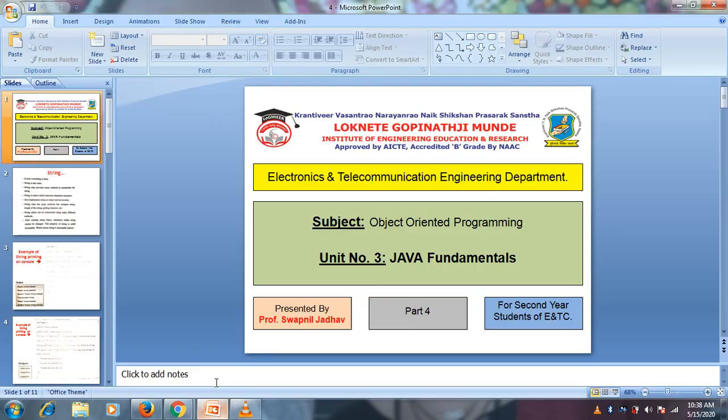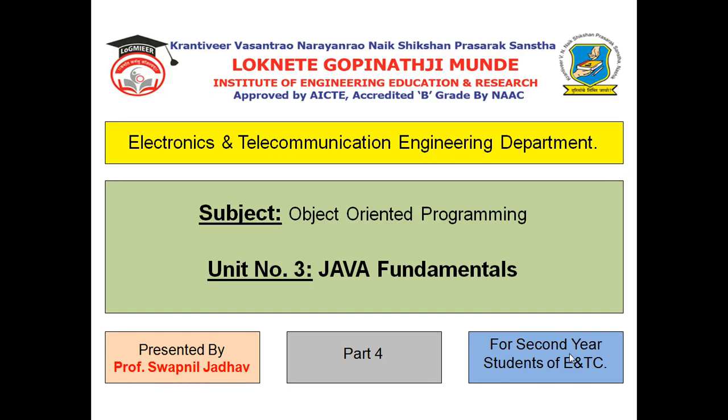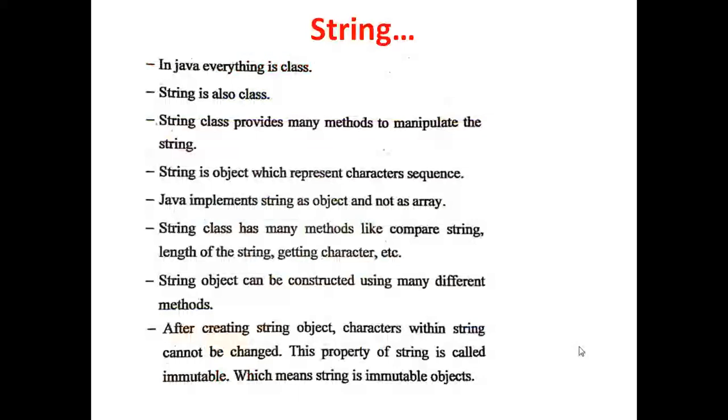In this video, we'll see unit number 3, that is Java Fundamentals of Object Oriented Programming, part 4, which shows the different operations performed on strings. Basically, the string is also a class. The string class provides many methods to manipulate the string.